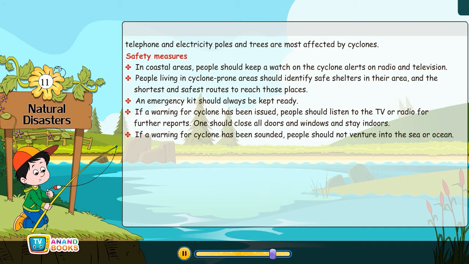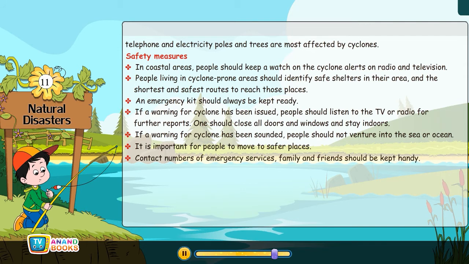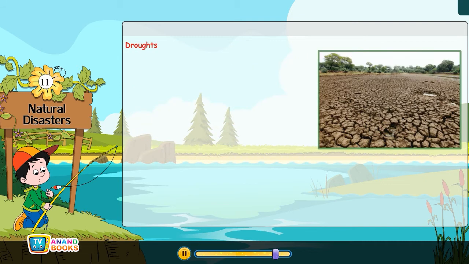If a warning for cyclone has been sounded, people should not venture into the sea or ocean. It is important for people to move to safer places. Contact numbers of emergency services, family and friends should be kept handy.